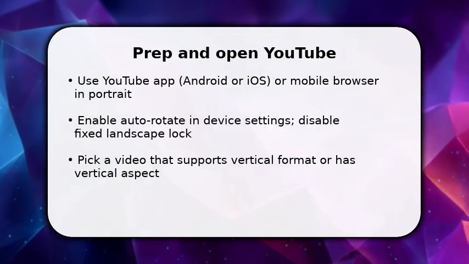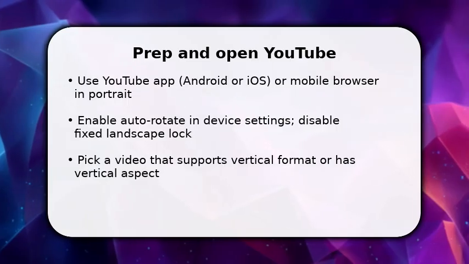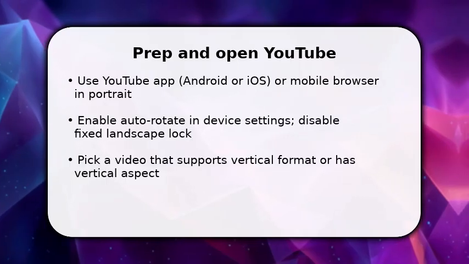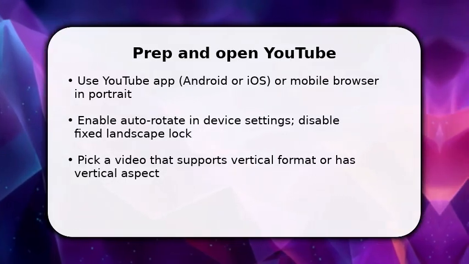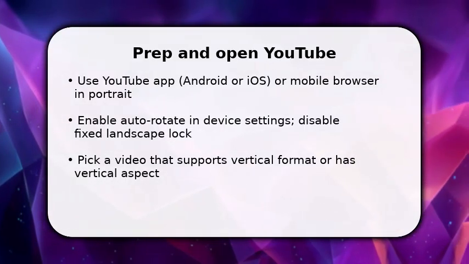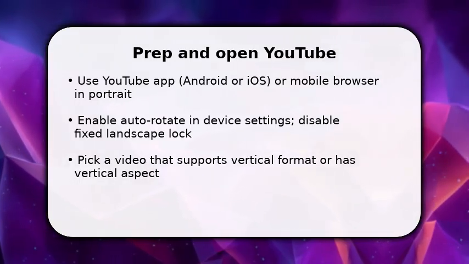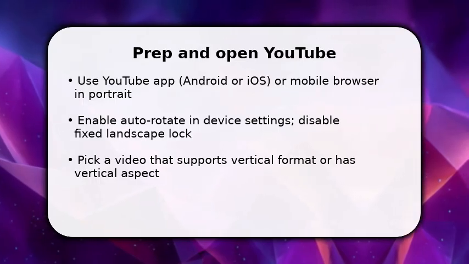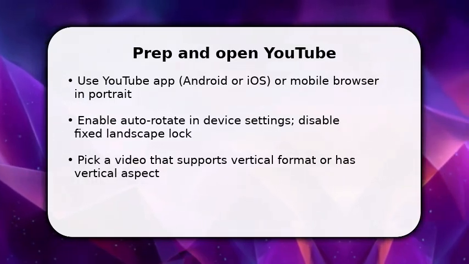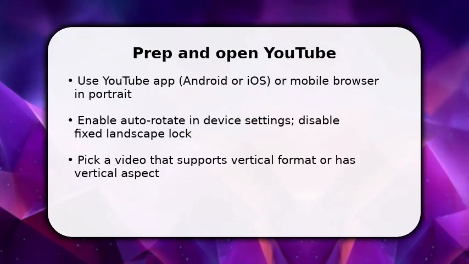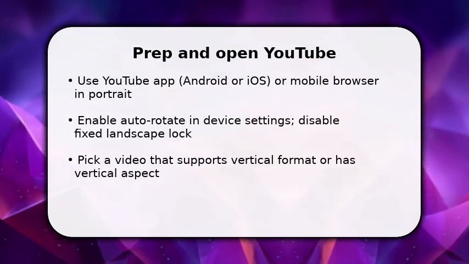You start by opening the YouTube app in Portrait and ensuring auto-rotate is enabled on your phone. Once done, locate a vertical video or one with a vertical crop option. These display best. If you're in a browser, make sure the page isn't zoomed and that the address bar won't force layout changes. You want the app or site ready so the next steps, rotating the player and adjusting controls, work instantly without extra toggles or permissions.